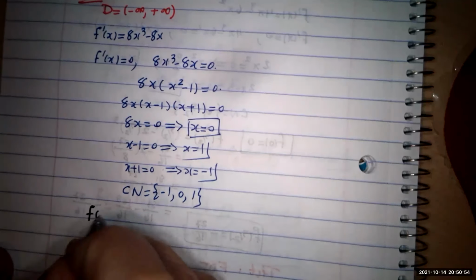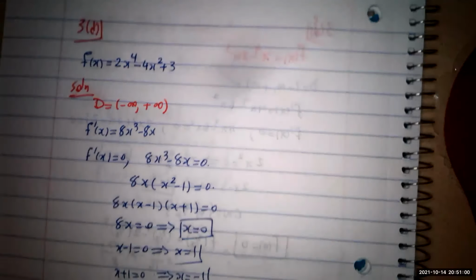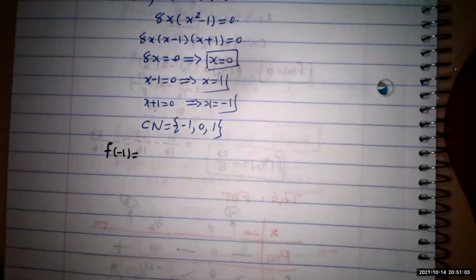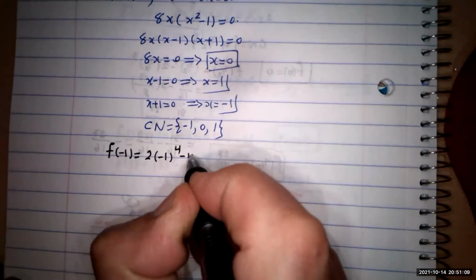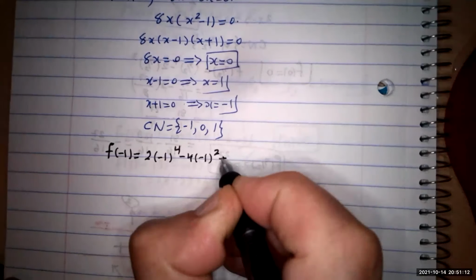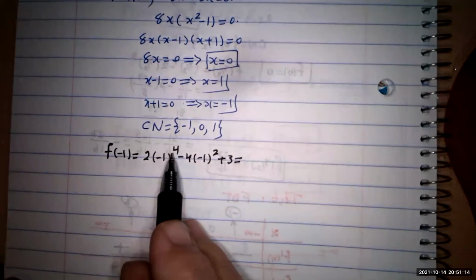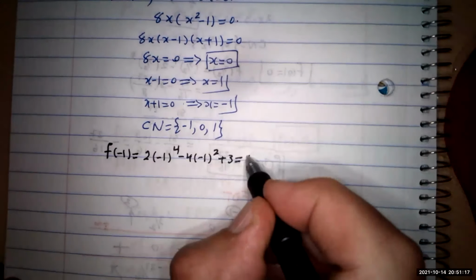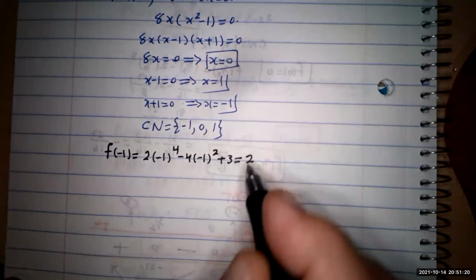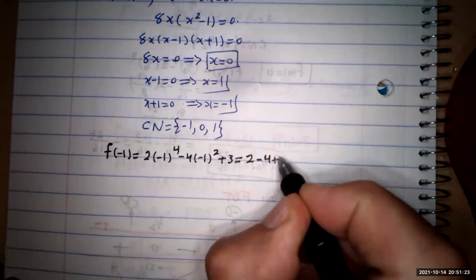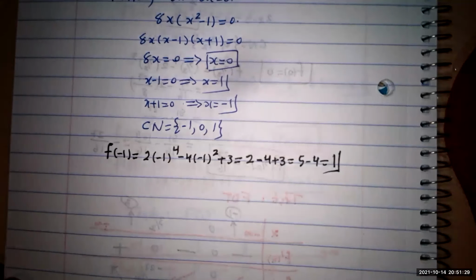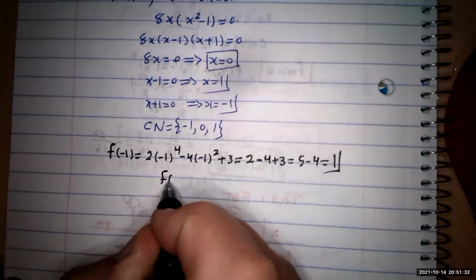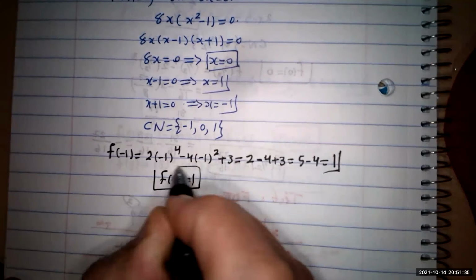So we find f of negative 1. This is your function. You substitute here 2x to the 4th minus 4x squared plus 3. So f of negative 1 would be 2 times negative 1 to the 4th minus 4 times negative 1 squared plus 3. Negative 1 to the 4th would be positive 1, so that gives only 2. That would be a positive 1 that gives minus 4 plus 3. So it would be 5 minus 4, which is 1. That's the first number. So f of negative 1 is equal to 1. This is one candidate.